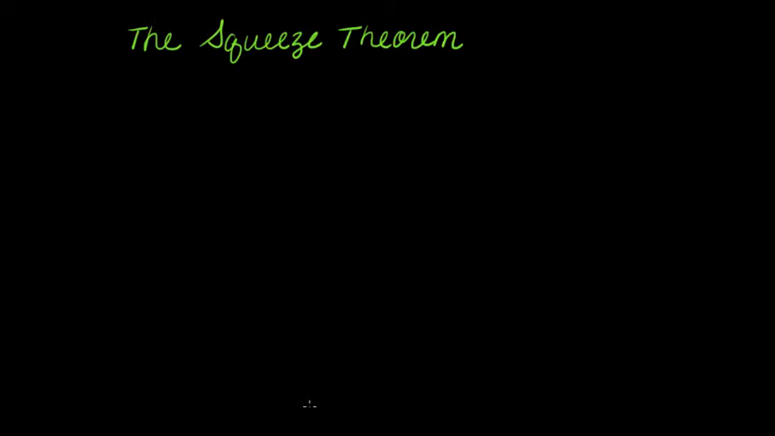Today we're going to talk about the squeeze theorem and how this is applied. So for our first example today, we're going to say a_n equals cosine squared n all over 3^n.